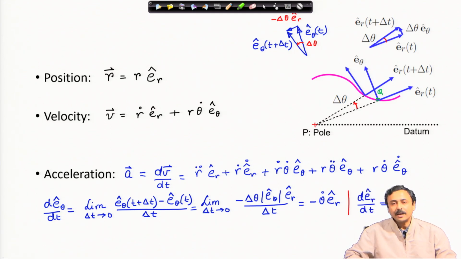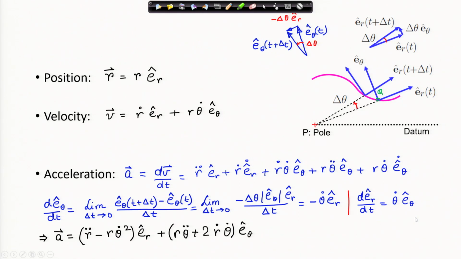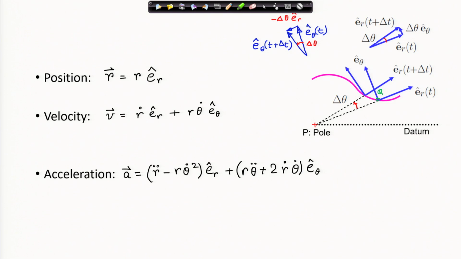Therefore, d e_r cap by dt, and this we had derived earlier, d e_r cap by dt is theta dot e_theta cap. Now, if you substitute these expressions in the acceleration expression that we have found and combine these terms and collect terms of e_r cap and e_theta cap, you come to this expression of acceleration. I will remove this clutter here and write down the acceleration separately for you to see.